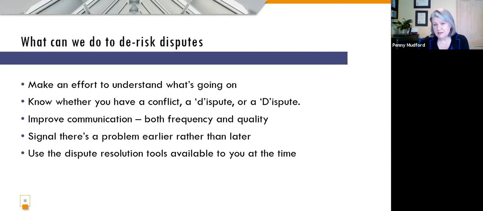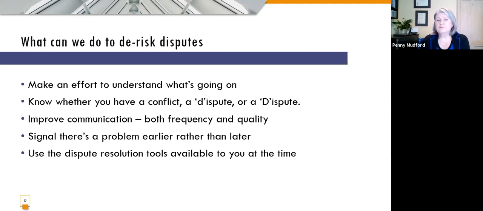So just understand whether that conflict and disagreement is at the early stage, a low-level issue that can be resolved by other ways than going down the formal dispute resolution process. That can be a helpful way of knowing whether you want to get it resolved inside the project while you're working through the contract, or whether it requires formalising through the dispute resolution provisions. Improve communication, both in the frequency and the quality.